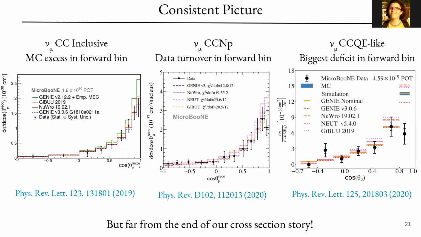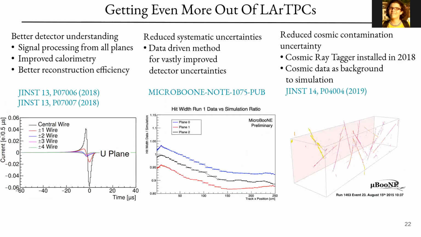So this consistent picture concludes the discussion in terms of the already available results that have been released by our collaboration. But this is far from the end of our cross-section story. The reason for that being that over the course of the past 2 years, we have made a huge improvement in terms of the understanding of our detector, where we use signal from all planes, we have improved our calorimetry, and we have a much better reconstruction efficiency.